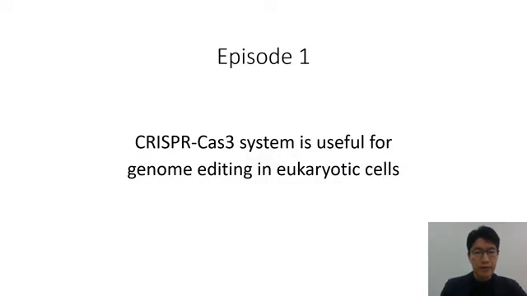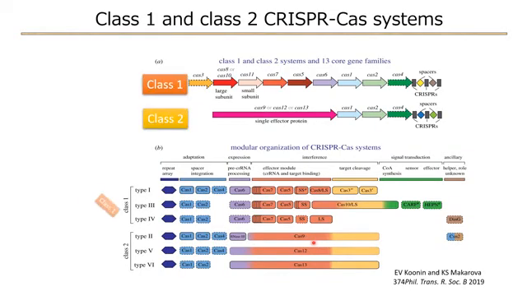The first episode in my talk is that the CRISPR-Cas3 system is useful for genome editing in eukaryotic cells. As you know, CRISPR-Cas9 is widely used as a gene editing tool all over the world, but it is just one of a wide variety of CRISPR-Cas systems. For example, there are several Cas proteins from Cas1 to Cas14, which are classified into two classes, Class 1 and Class 2. They are further divided into three different types: Type 1, Type 3, Type 4 in Class 1, and Type 2, Type 5, Type 6 in Class 2.